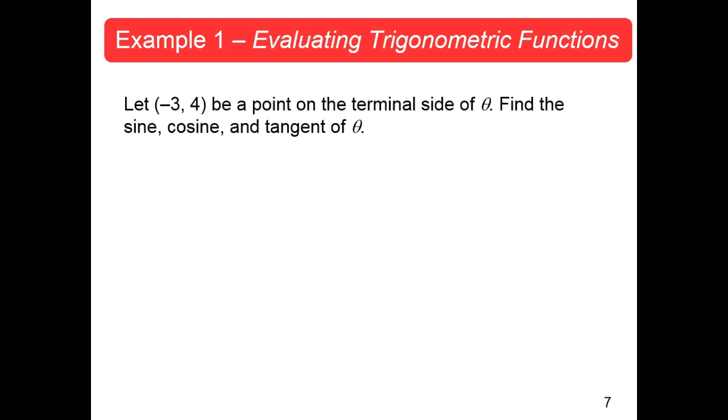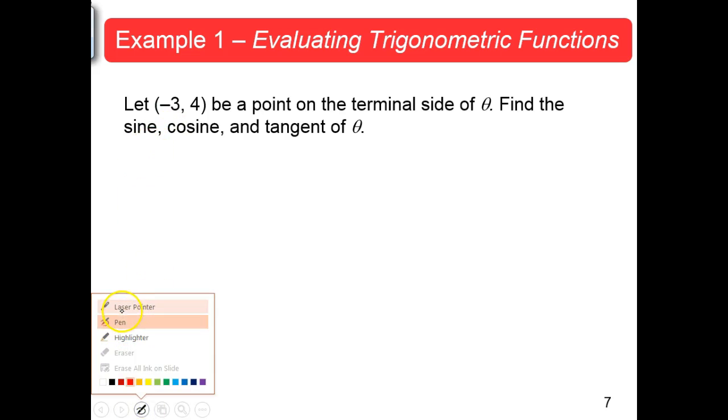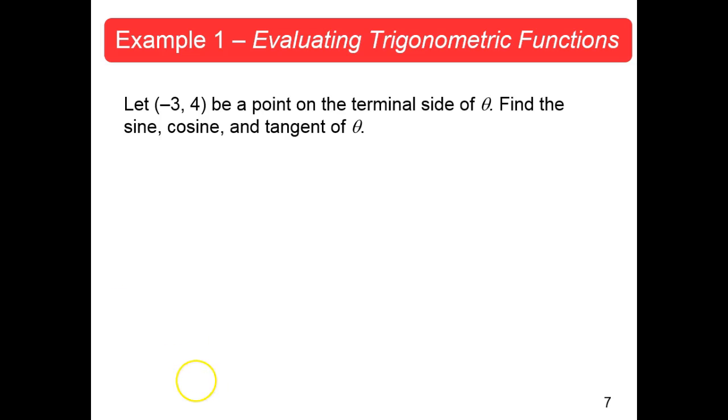All right, here's example 1. Let negative 3, 4 be a point on the terminal side of theta. Find the sine, the cosine, and the tangent of theta. What do you reckon the first thing you've got to do? You have to plot the graph. Second, you have to plot the point. You can do that. Certainly is an okay thing to do.